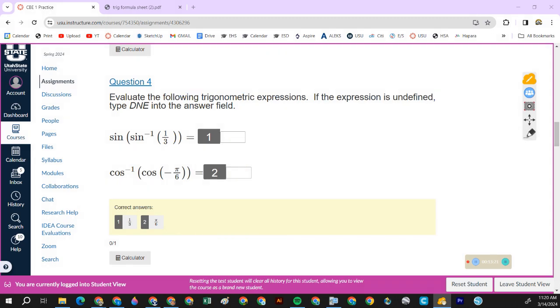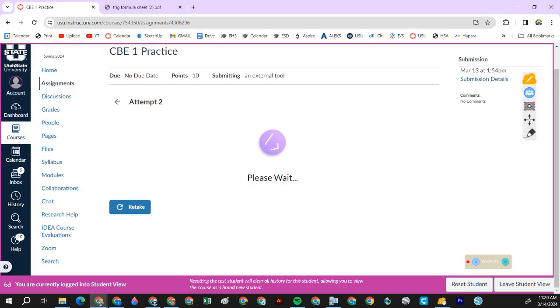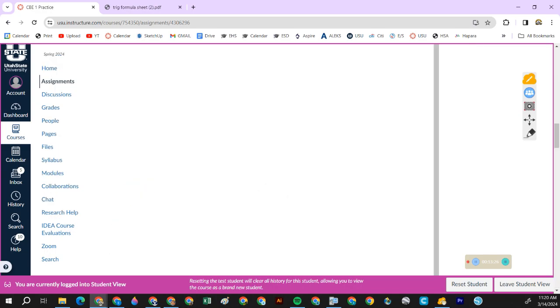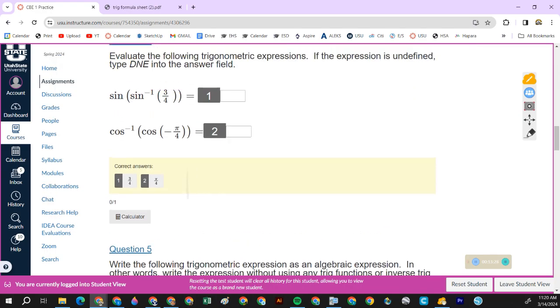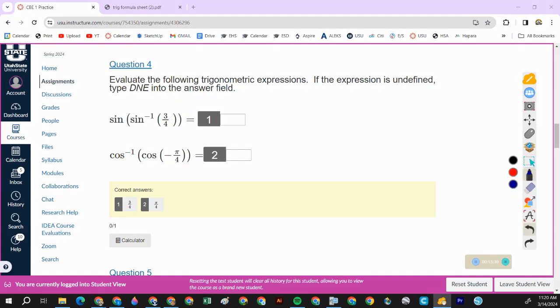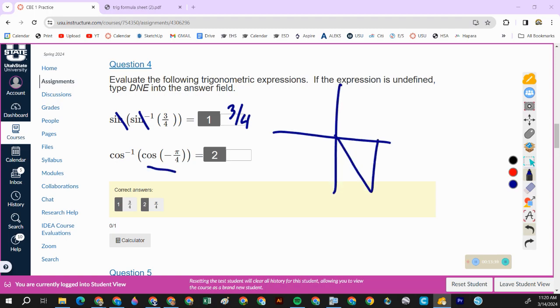I've got another version of the test loaded. Let's check and see what this one gives us. Okay. So these cancel nicely, and the answer is 3 over 4. This one wants me to draw an angle in quadrant 4. Okay. This is the rotation. And what triangle does that rotation build? It builds this triangle. Okay, and how big is that angle? It's going to be pi over 4.